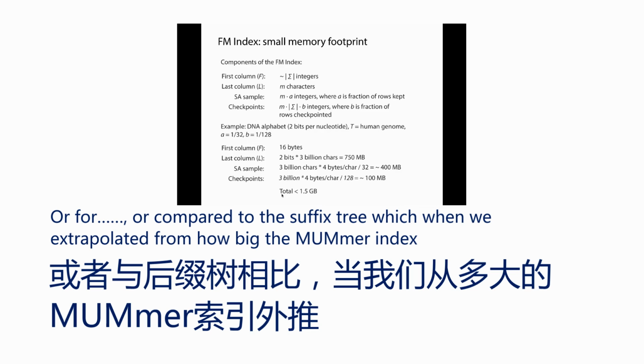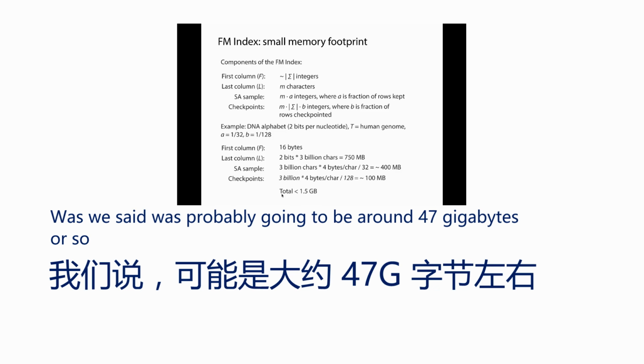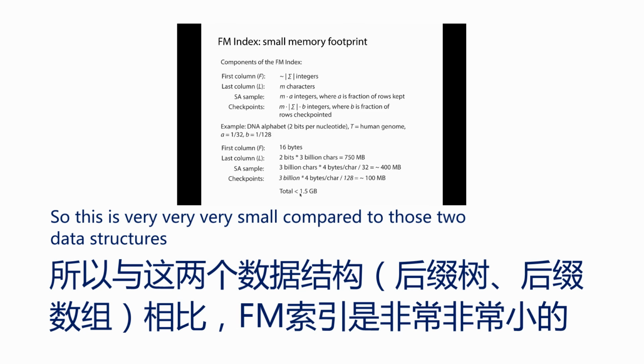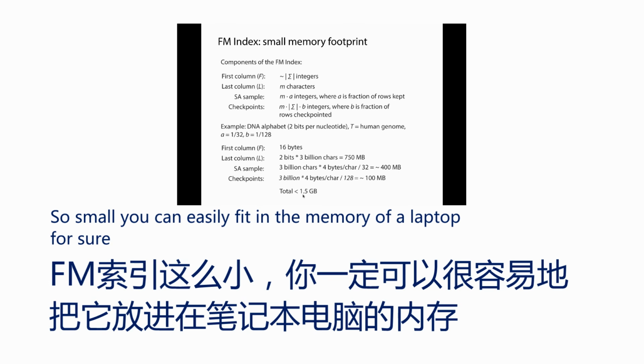Or compared to the suffix tree, which when we extrapolated from how big the Mummer index was, we said was probably going to be around 47 gigabytes or so. So this is very, very, very small compared to those two data structures. So small you can easily fit in the memory of a laptop for sure.